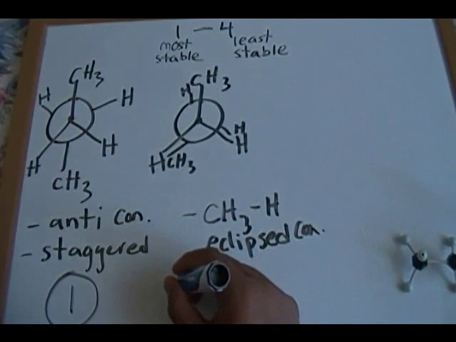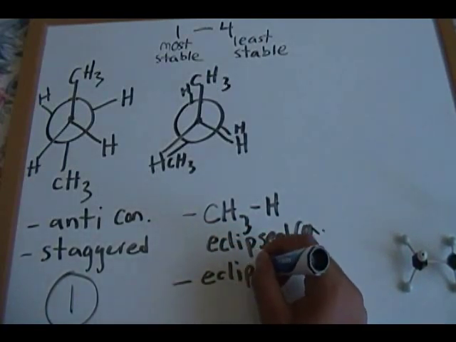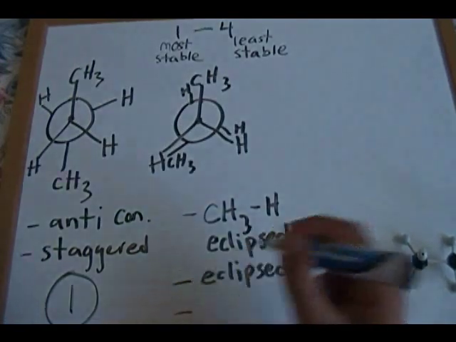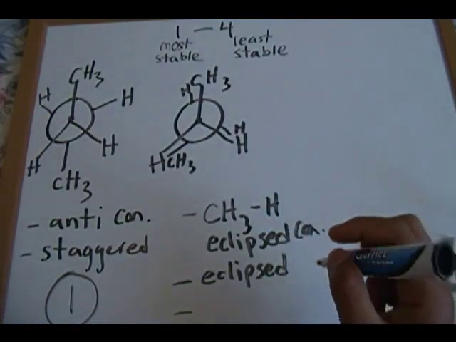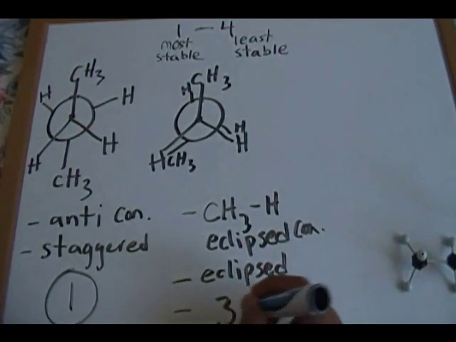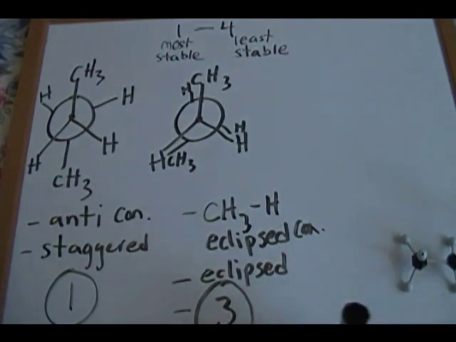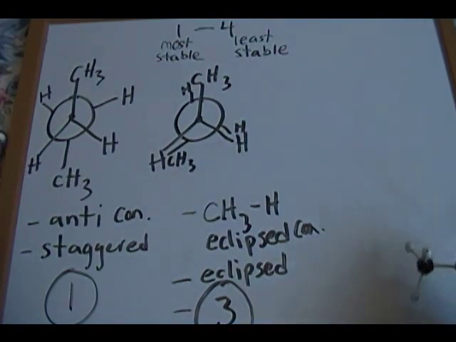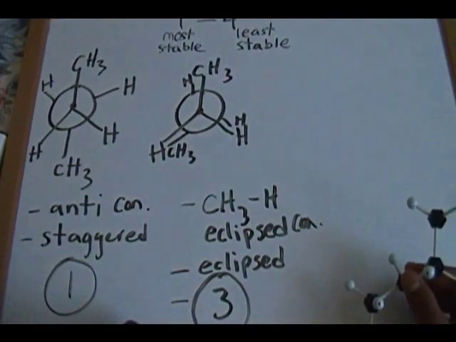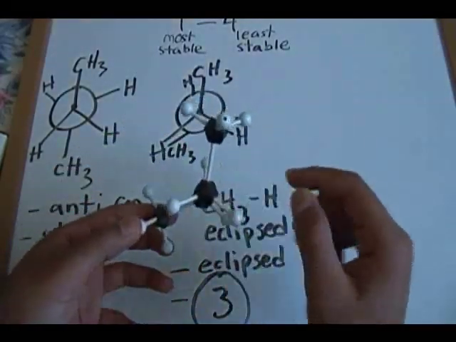As you guys can tell, it's eclipsed, and on the little scale that I've presented there, this will be the third most stable, or the second least stable. So it's number 3. So that's our second conformer. So this is what we have, right there, as you guys can see.